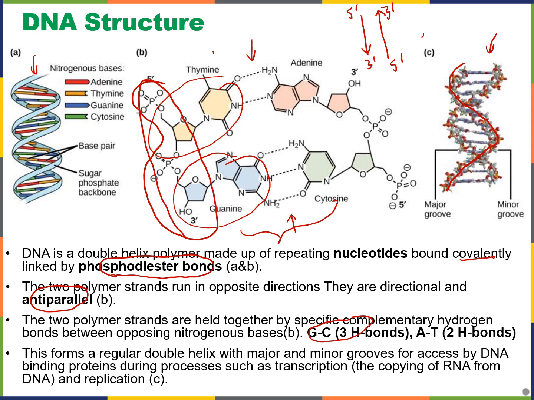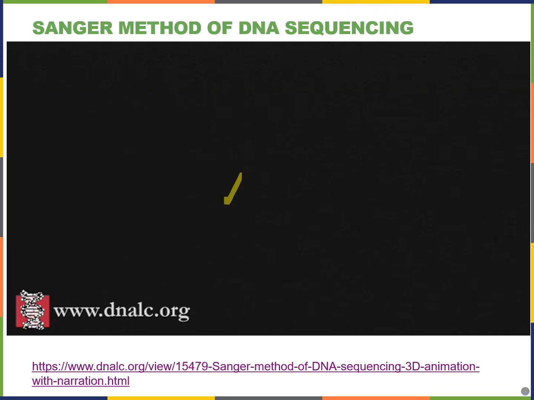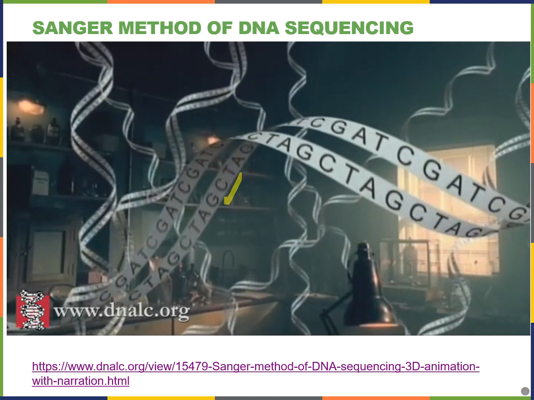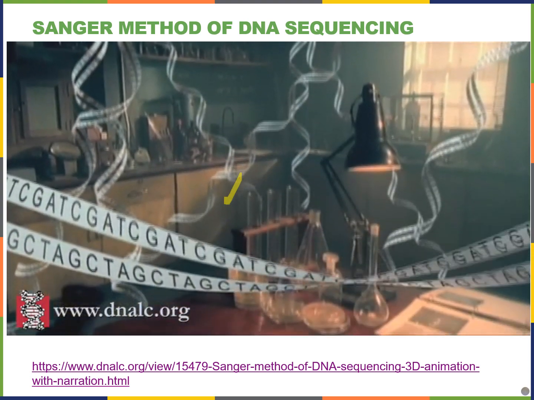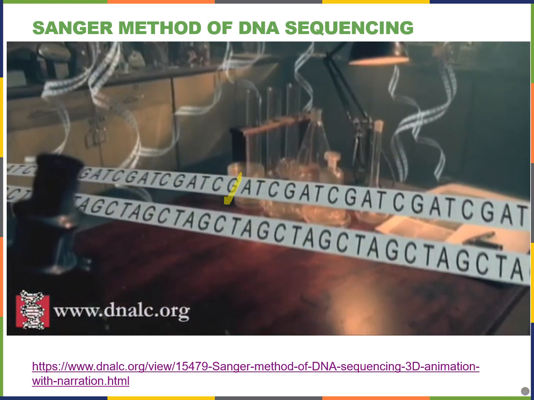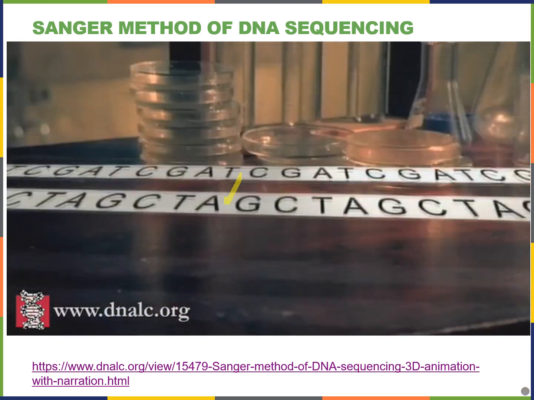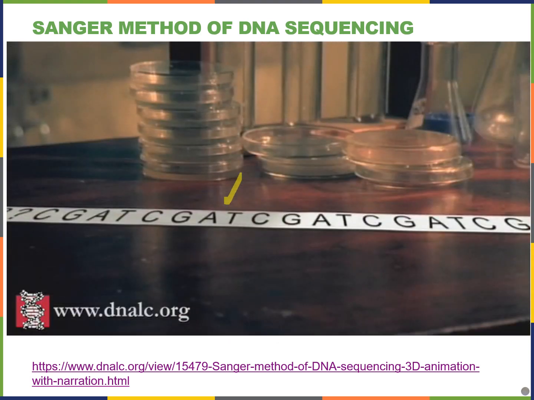One of the biggest discoveries in around 1990 was something known as the Sanger method of DNA sequencing, which allowed us to sequence DNA much more rapidly and easily than we'd been able to do before. So let me show you the Sanger method using this animation provided by our textbook, and the link is shown below and in our book as well.